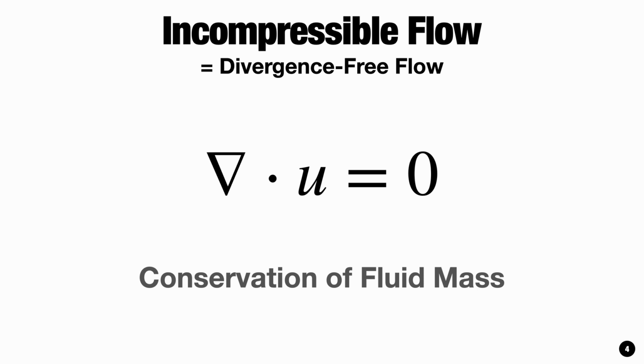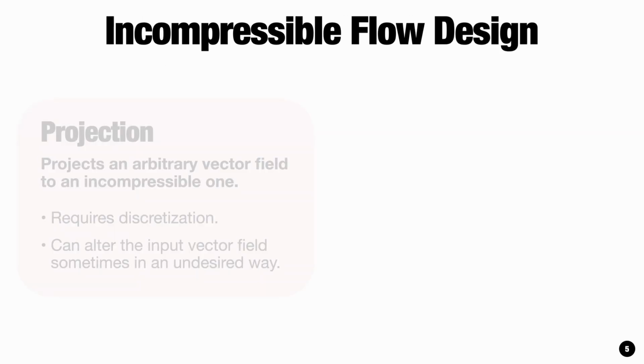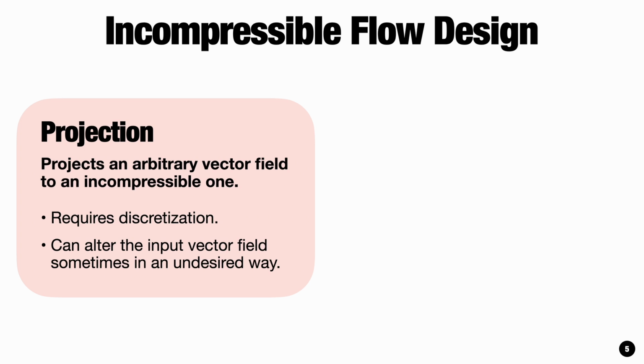An incompressible flow is a velocity field where the divergence of the velocity is zero everywhere. When we follow an incompressible flow, the mass of fluid is conserved without any non-physical sinks or sources of fluid materials. There are mainly two classes of methods to design such an incompressible flow field today.